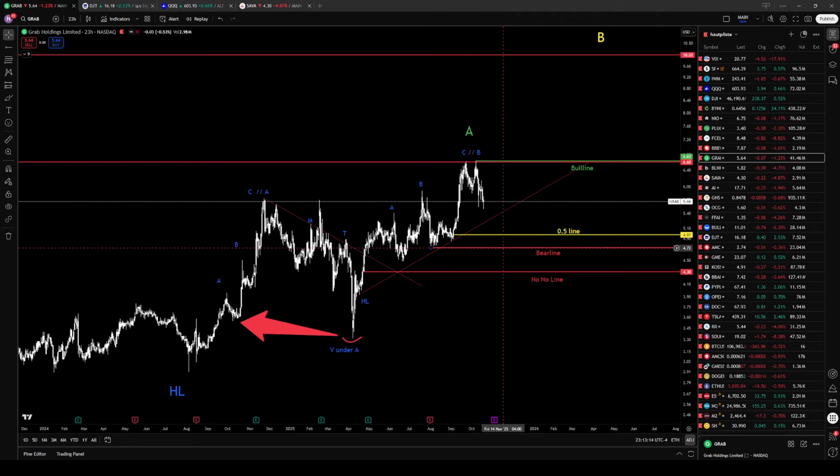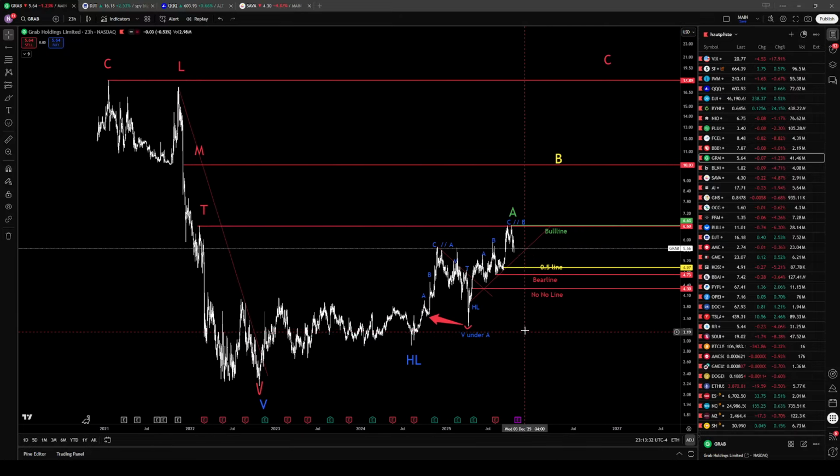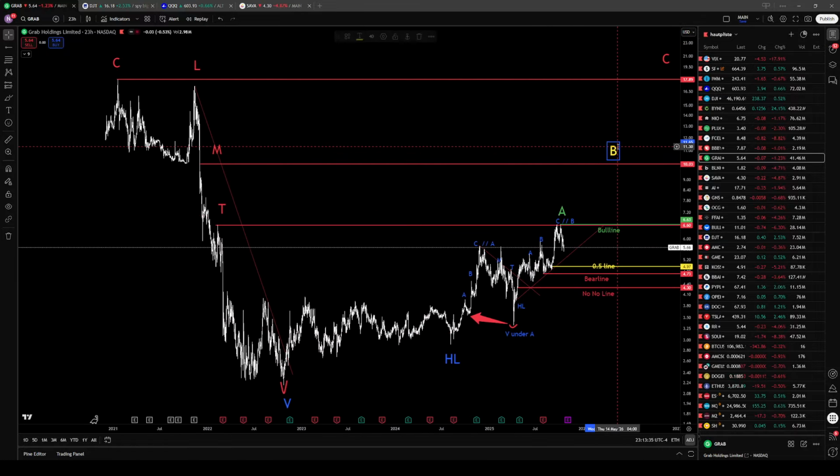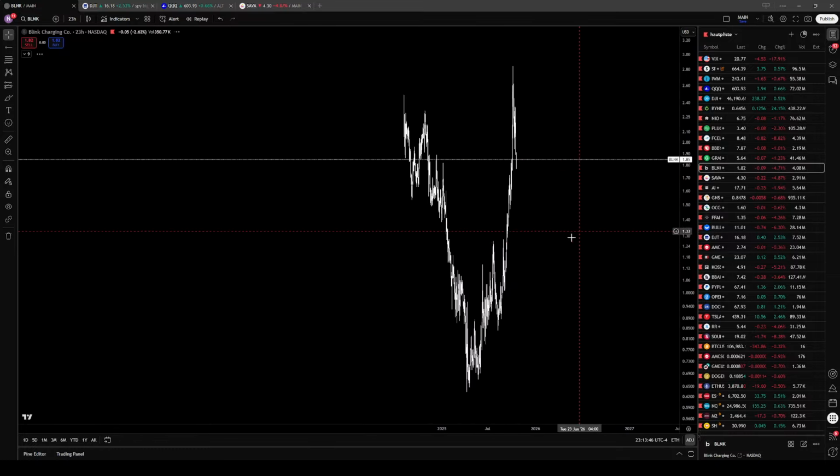If you fall under 4.73, I would be a little bit worried, because if you fall under the no-no line, I really have to look for an alternative. My only problem right now, I don't have one. I am bullish on this. I just don't have an alternative for this right now, but let's see.